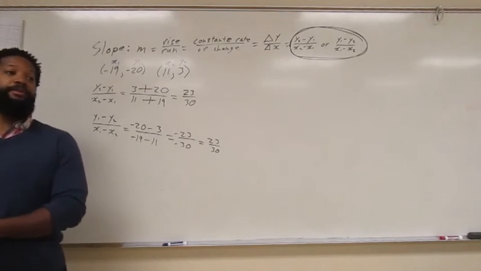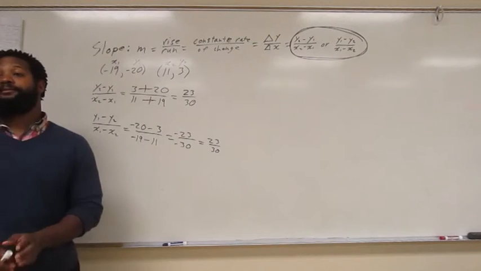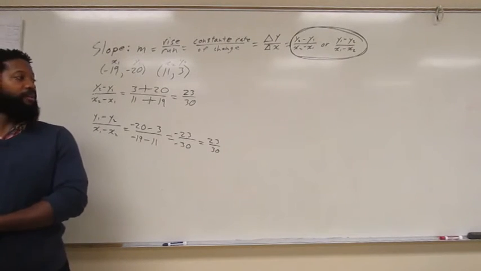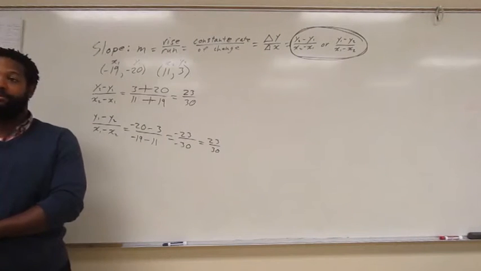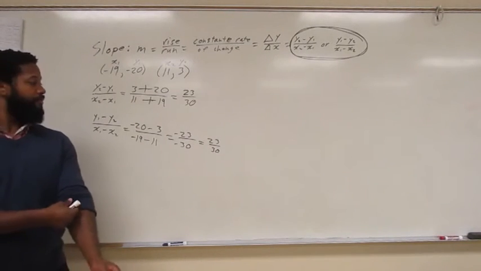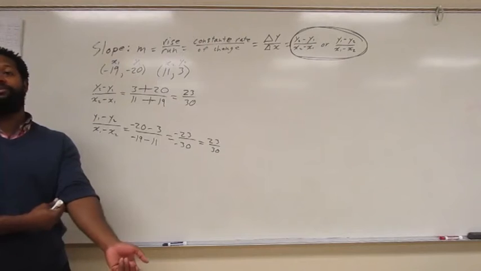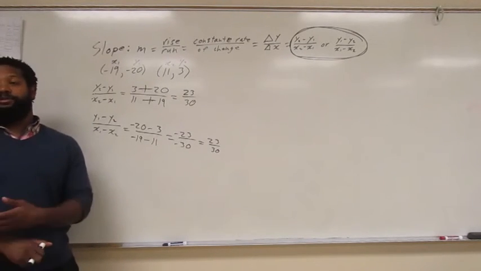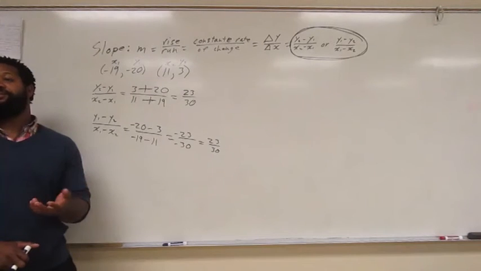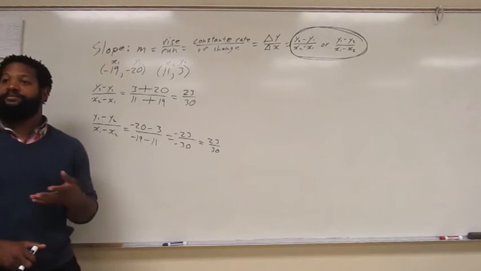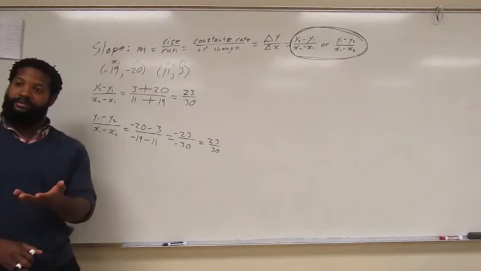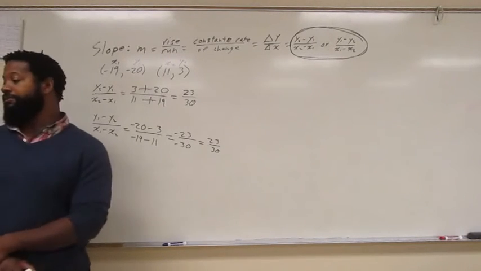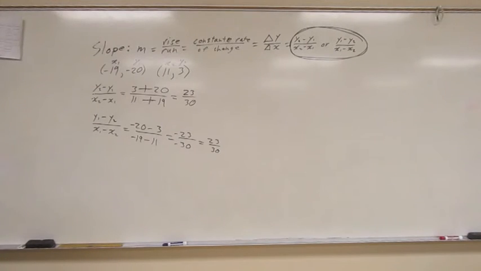Any questions regarding slope? What if one number was negative? Say the top number was negative but the bottom number was positive? Then it's a negative, because a negative divided by a positive is a negative, or a positive divided by a negative is still a negative, okay? Cool? All right.